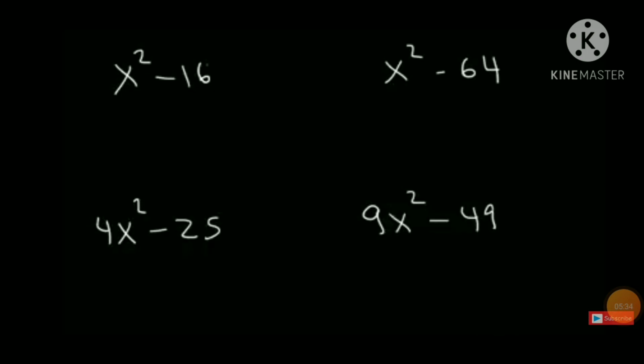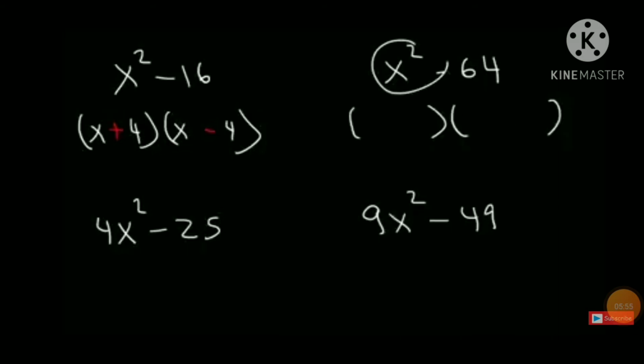So the situation that we have here is a difference of perfect squares. What you want to do first is take the square root of x squared. The square root of x squared is x. The square root of 16 is 4. And then one of them will be positive and the other will be negative. And that's how you can factor an expression like that.